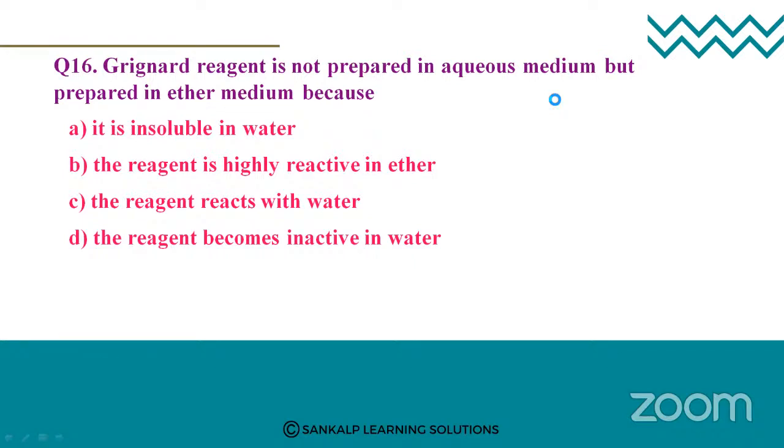I got one answer as C. What about others? Sanjay has also answered it as C. And answer C is right. Why is it not prepared in water, but prepared in ether medium? Because the reagent may react with water. Because of this, it is prepared in ether. I'll show the reaction, how it will react. So if R-MgBr reacts with water, this is the Grignard.